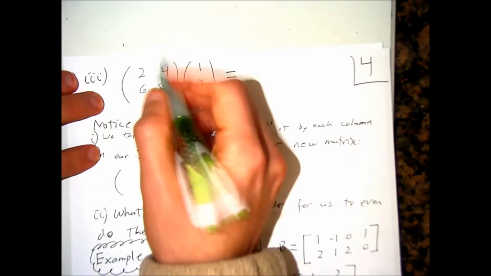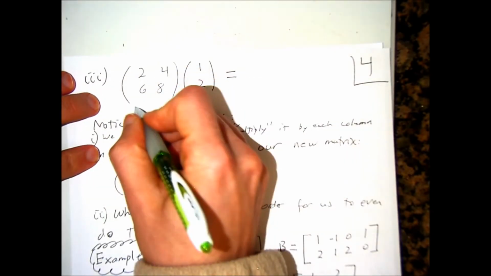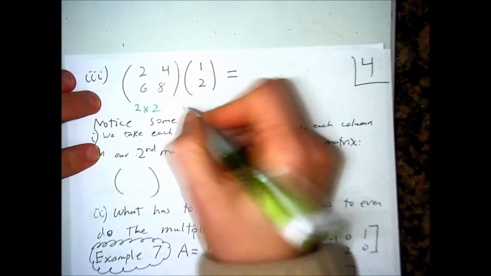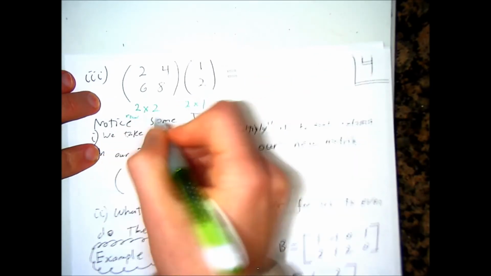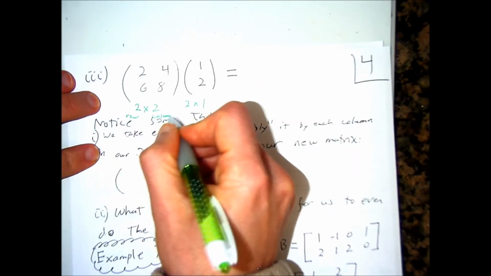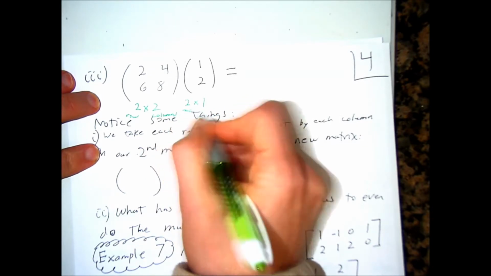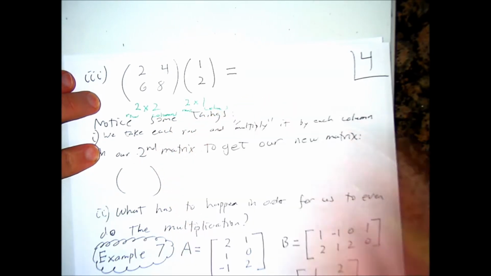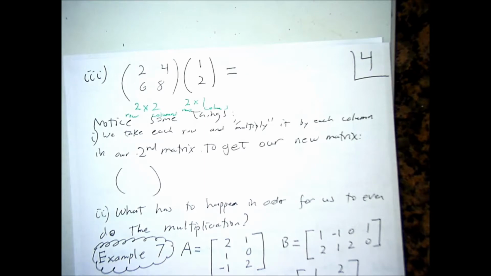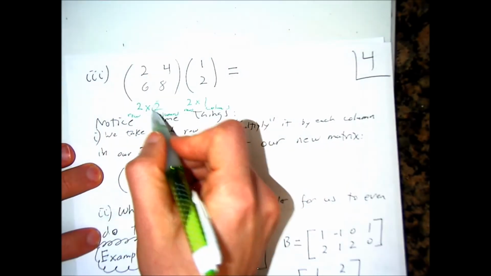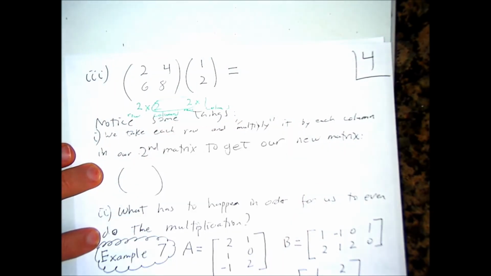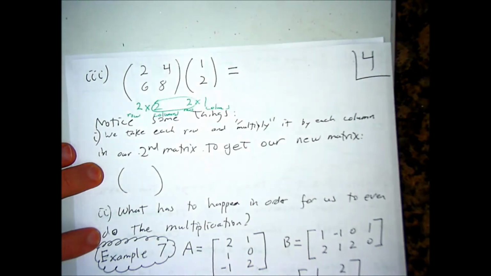So we can do a 2 by 2 matrix multiplied with a 2 by 1 matrix. Remember, this is the rows and this is the columns, right? The point that I was getting at was that these two numbers have to match. If they don't match, you can't do the multiplication. It doesn't make any sense.